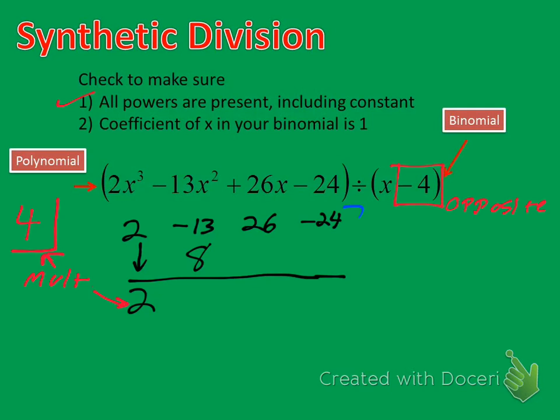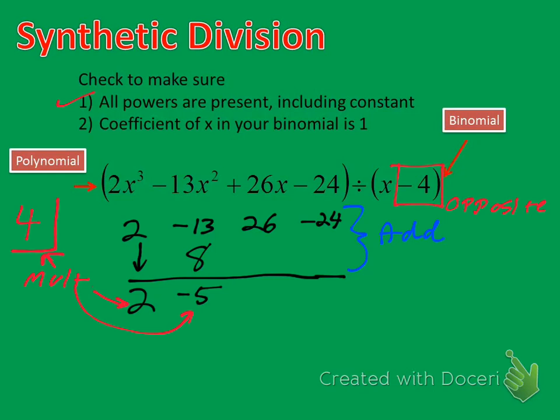Okay. These numbers you add up. So it's negative 13 plus 8. Negative 5. You bring that down. Now look what you did. You brought another number down below. So what are you going to do?